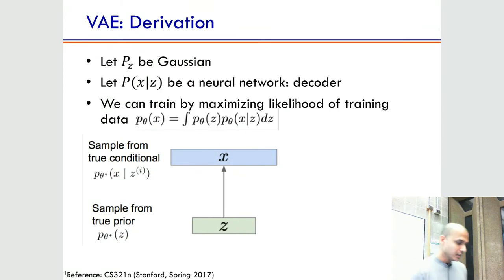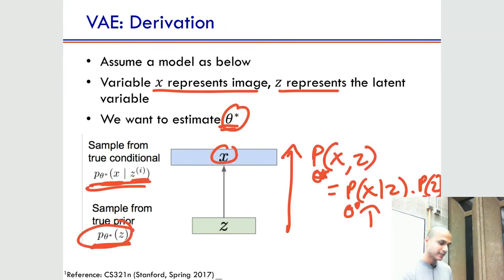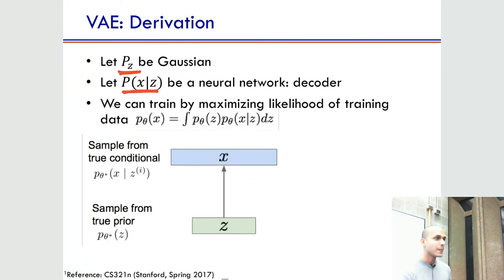But now we're going to make an assumption that, okay, I don't know what theta star is, but I'm going to make an assumption, which is essentially called the variational assumption, that P of z is Gaussian. And I'm also going to assume that P of x given z is a neural network. So in the previous slide, I'm just saying that this part is going to be a neural network, and P of z is Gaussian. Those are the assumptions.